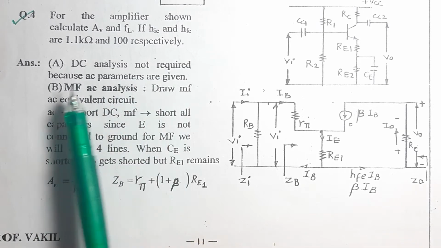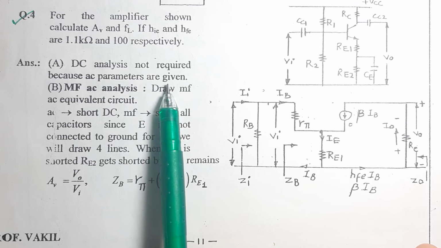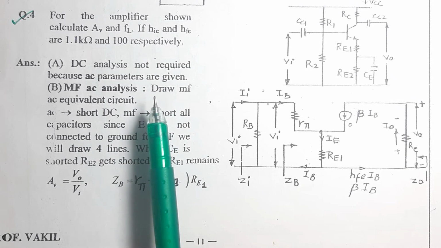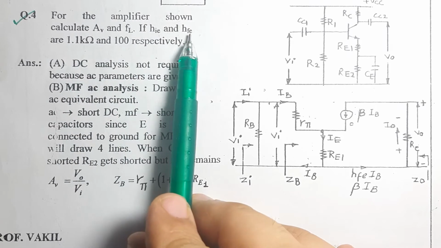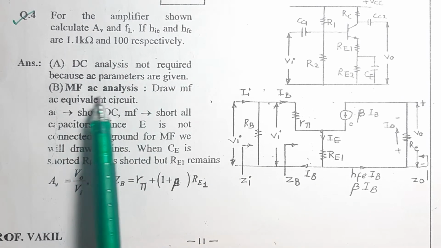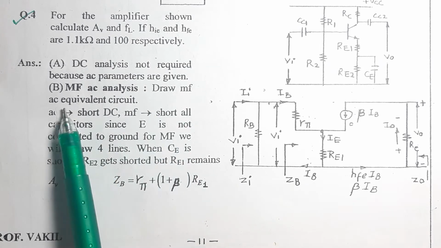DC analysis is not required because AC parameters are given. First of all, we don't need to perform any kind of DC analysis since the AC parameters are directly given over here, that your R pi and beta is 100. Now for the mid-frequency AC analysis, we draw the mid-frequency AC equivalent circuit.